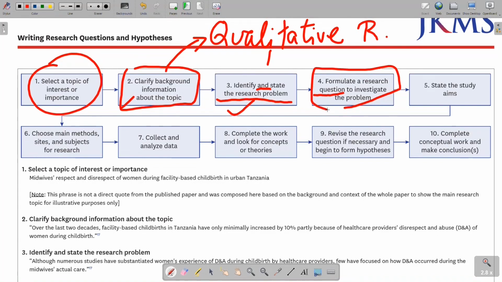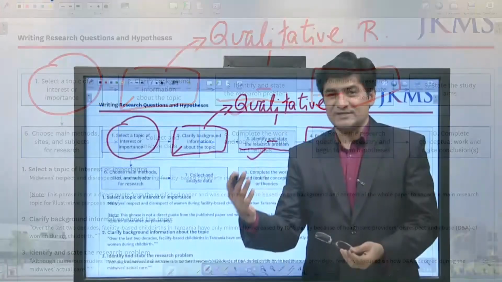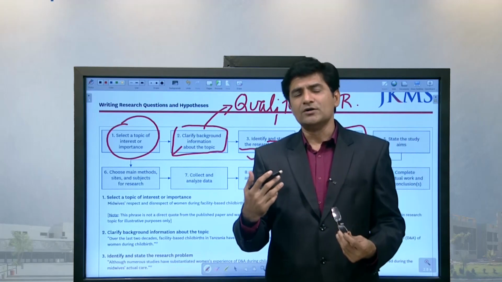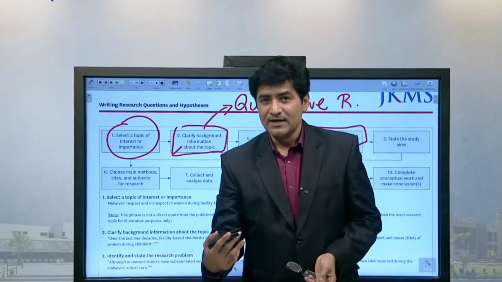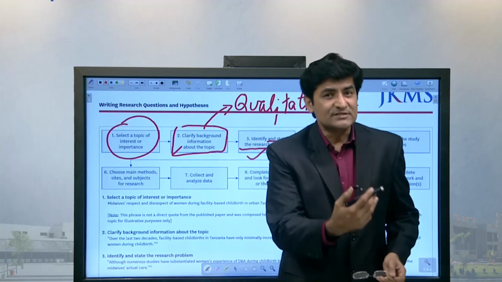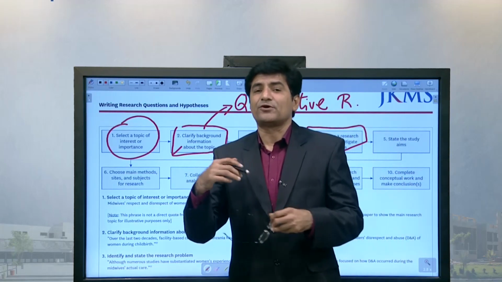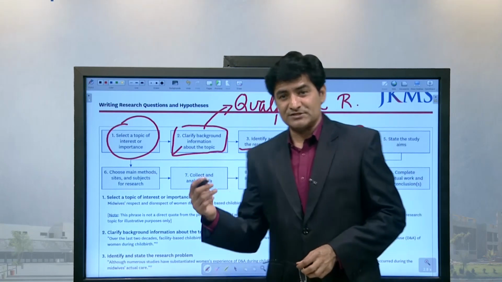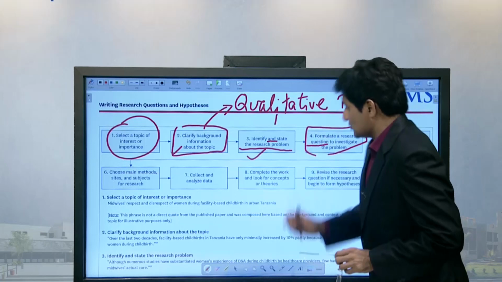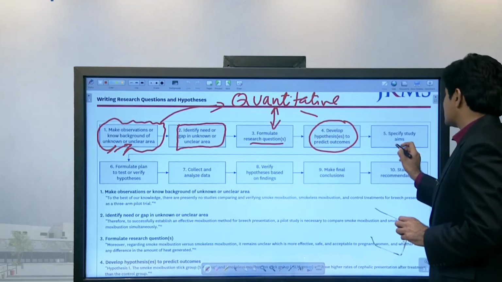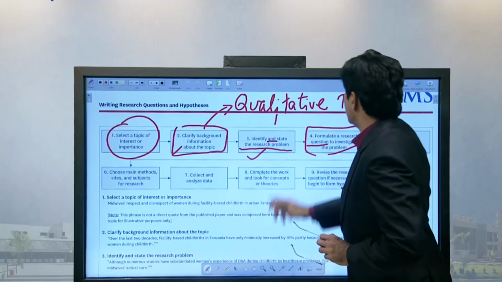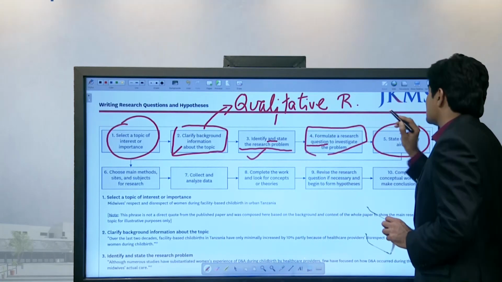problem. I think the difference is getting very clear in your mind. Qualitative and quantitative research differ in that quantitative research relies a lot on formation of hypothesis, but for qualitative research, what is important is formation of research questions. That gets clear here also. Going again to quantitative research, specify study aims, point number 5. Qualitative research, state the study aims.